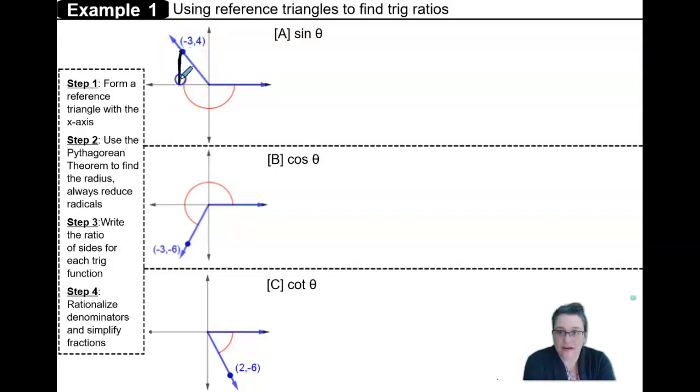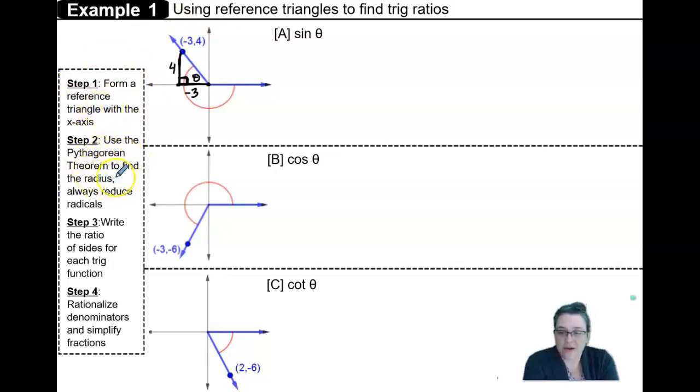So when I create my perpendicular line to form a right triangle, I'm going to go to the x-axis, and that forms a reference triangle with my right angle here. Then my central angle, theta, has to be an acute angle. So this is my acute angle theta. The distance from the center to the intersection with that perpendicular is the x distance of the ordered pair, so that's -3. Then the vertical distance is the y value, that's a +4, and that's step number 1, to form a reference triangle with the x-axis.